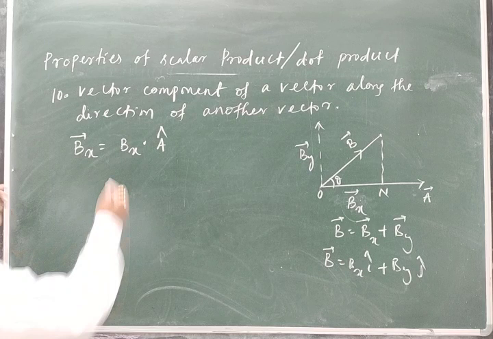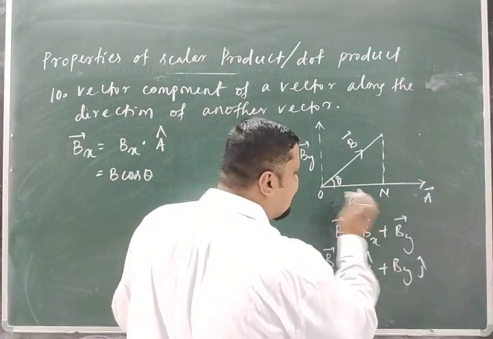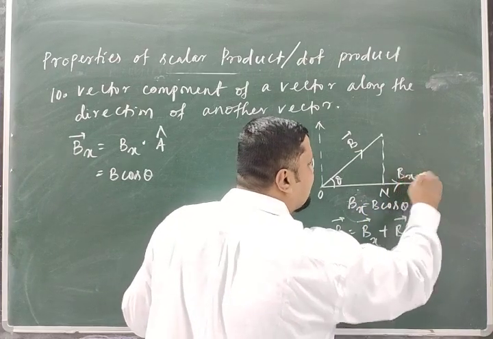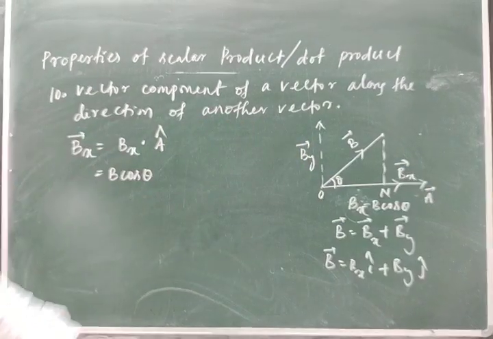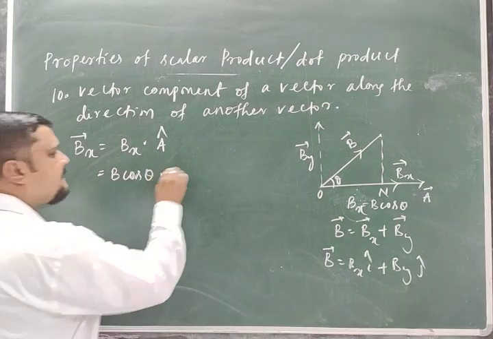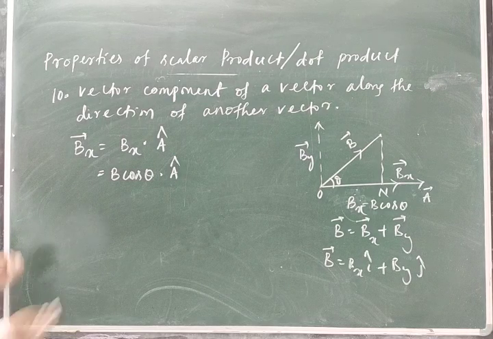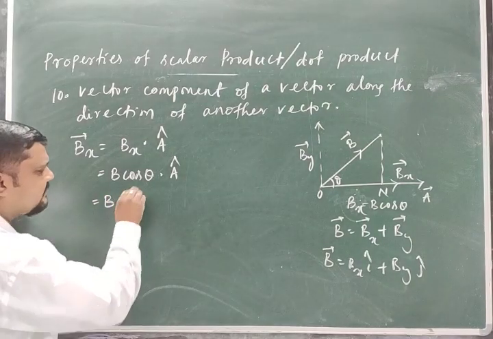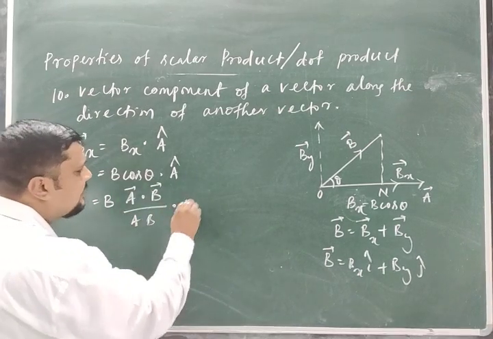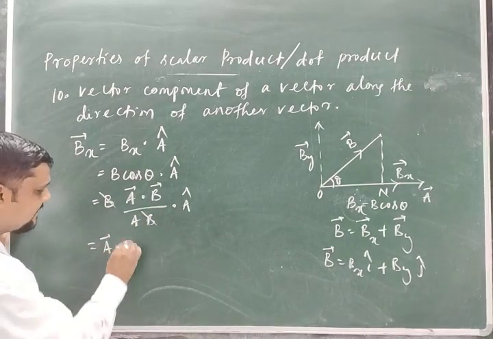So what is this magnitude of Bx? That is equal to B cos theta. We already know that the magnitude of Bx is B cos theta, and along this direction you have Bx. So this is B cos theta. Now put in the simple method: cos theta is equal to A dot B over AB, so B dot A cap. So B will get cancelled, and this is equal to A dot B.